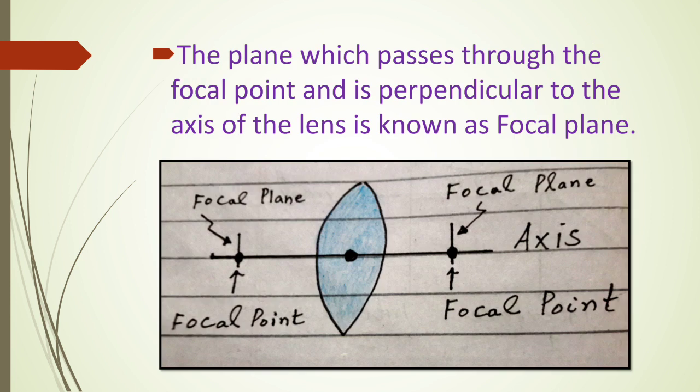The plane which passes through the focal point and is normal to the axis of the lens is known as focal plane. So we can see two focal planes in this diagram. One focal plane on the left side of the spherical lens and the other focal plane on the right side of the spherical lens. So the focal plane is normal to the axis of the lens, and it passes through the focal point.